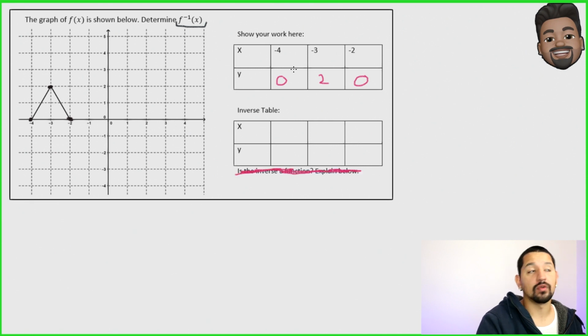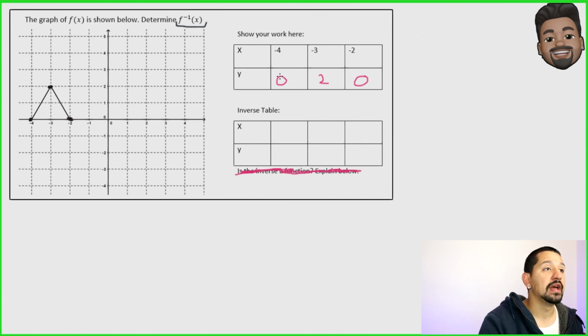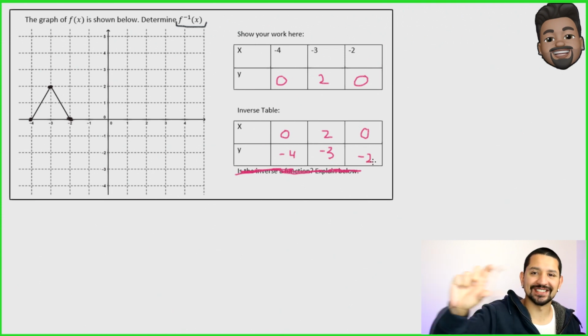What is our definition? Well, remember, our definition is we switch our inputs and outputs. So this is now, right, this is my -4, 0. This is now going to become 0, -4. This is going to become 2, -3, and then we're going to swap these, and we're going to get 0, -2. Notice how even though the table is not vertical, it's horizontal, we can still switch them. We just have to be careful. Now we're going to graph it and see how it looks.